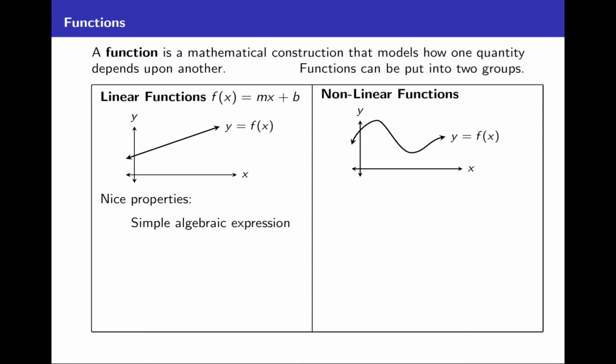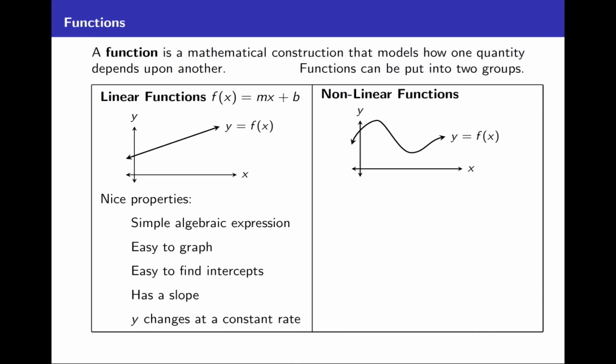You know well that linear functions have lots of nice properties. They have simple algebraic expressions, y equals mx plus b. They're easy to graph. It's easy to find the x and y intercepts. They have this nice notion of a slope, rise over run. And also y changes at a constant rate with respect to x. So as x increases, y increases at a steady, unchanging rate.